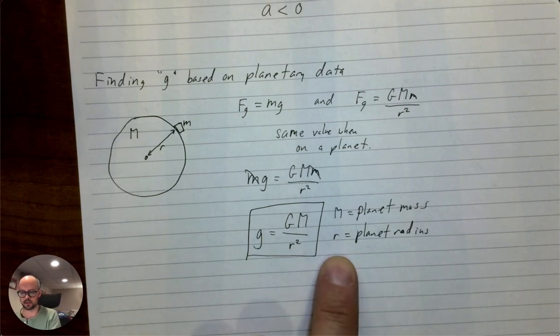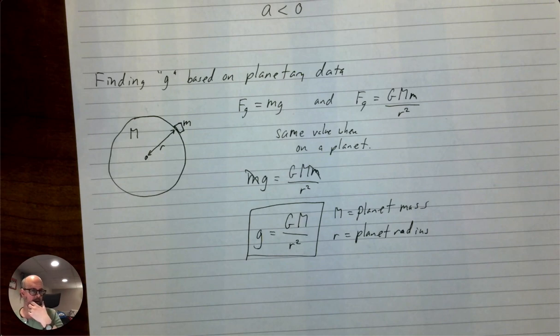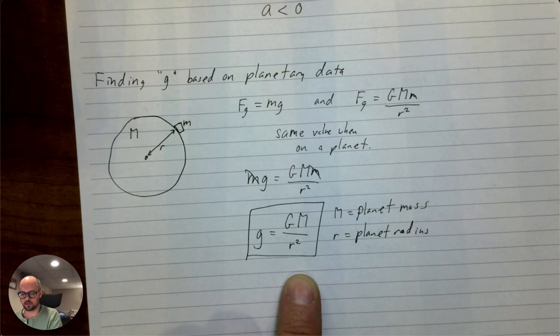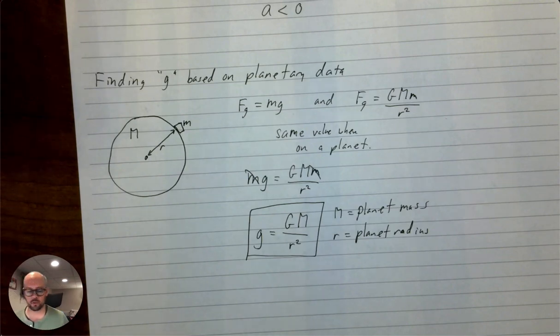So radius is kind of easy. As long as you have a way of knowing what your telescope is seeing and how far away it is, you can literally measure it on the screen and get a reading of what the radius is, or at least an approximation, if you know how far away it is. The mass is a little trickier, but using Newton's universal law of gravitation, the mass of planets can be inferred based on how they pull other objects toward them.